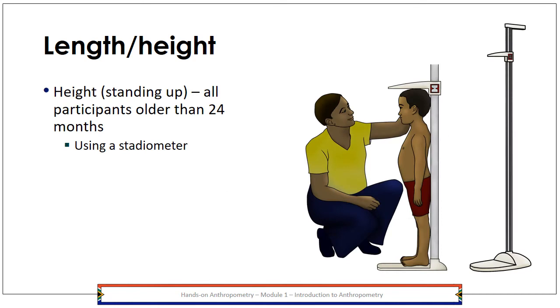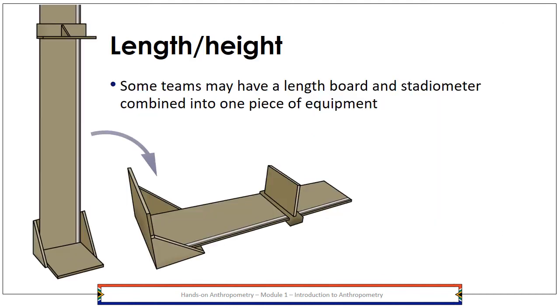We use the term height when we measure a person standing up. All participants older than 2 years are measured standing up. The equipment we use to measure height is called a stadiometer. Some teams may have the length board and stadiometer combined into one piece of equipment. Here is a picture of such a piece of equipment called a shoreboard.